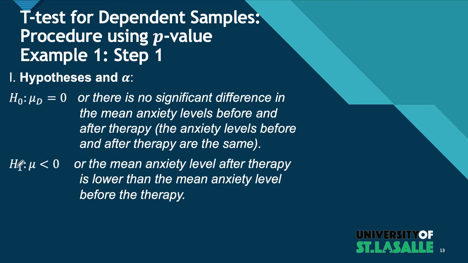Your alternative is that your mu is less than 0, or the mean anxiety level after the therapy is lower than the mean before. Take note, this is a one-tailed test because the question itself asks if the therapy reduces anxiety. Only reduces, okay? Strictly reduces. So that will be a one-tailed test, specifically a left-tailed test. And the alpha is 0.05, which is given.